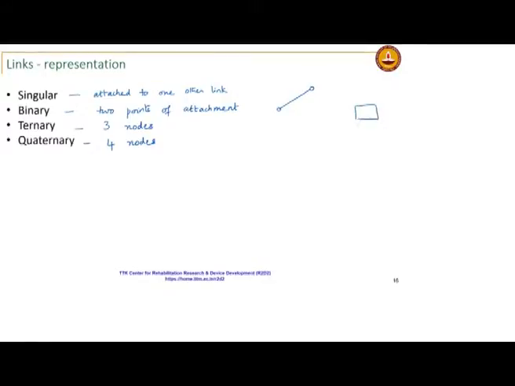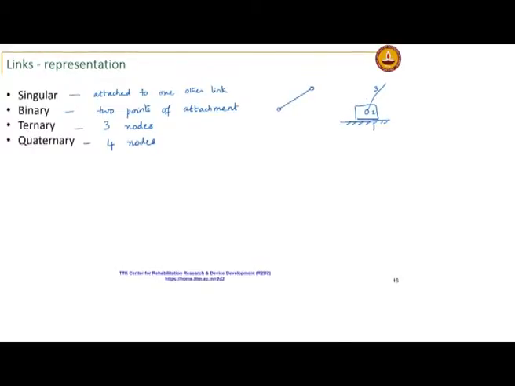If you have a block that is sliding with respect to one link and is attached to another link through a revolute joint, the block is still called a binary link. It has 2 points of attachment, one is the prismatic pair, one is the revolute pair. So, 2 is still a binary link, and in a kinematic diagram this would be a binary link.